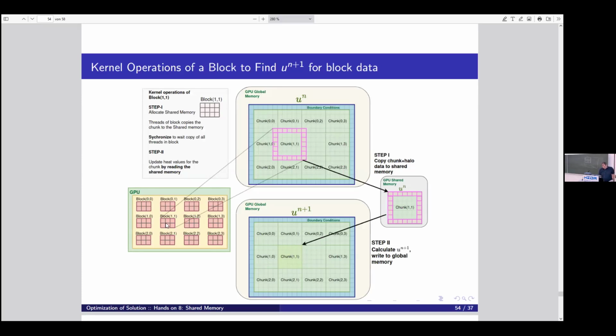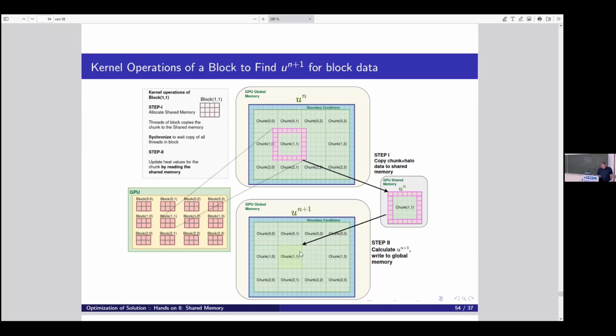Here we can see that a block, for example block 11, is going to load the data with size chunk plus 2 by chunk width plus 2, and it is going to fill shared memory. Then it is going to use shared memory to update the chunk at the global memory.